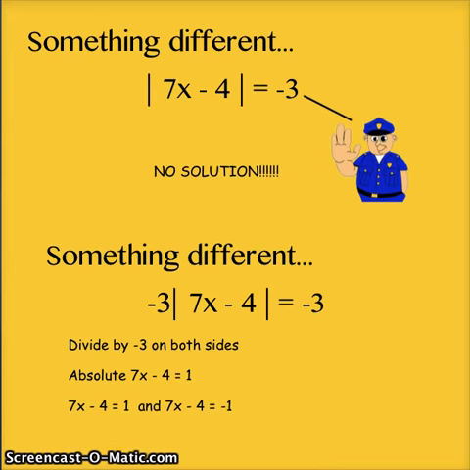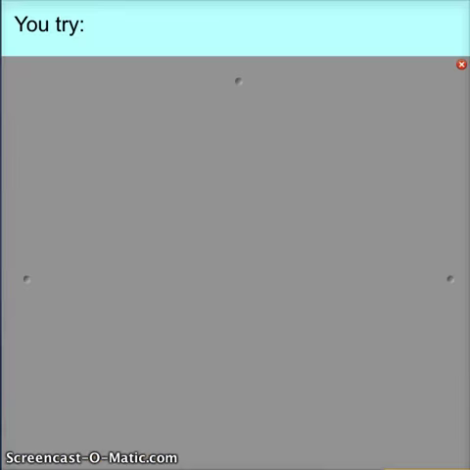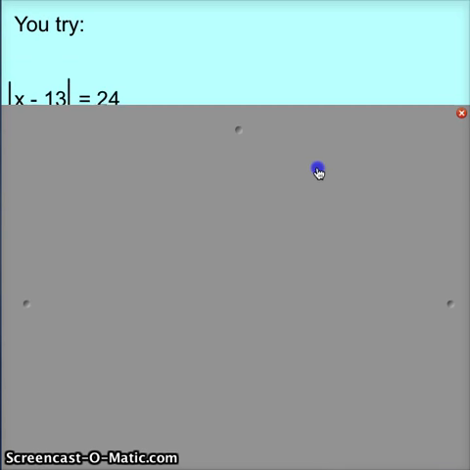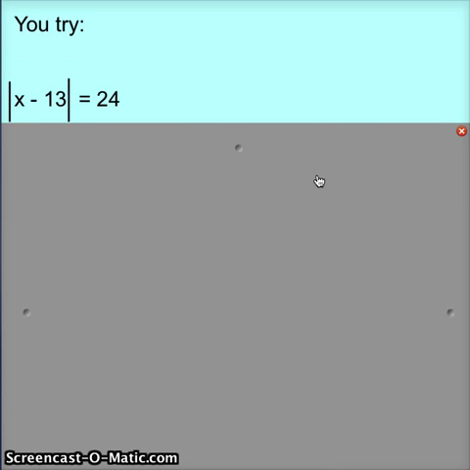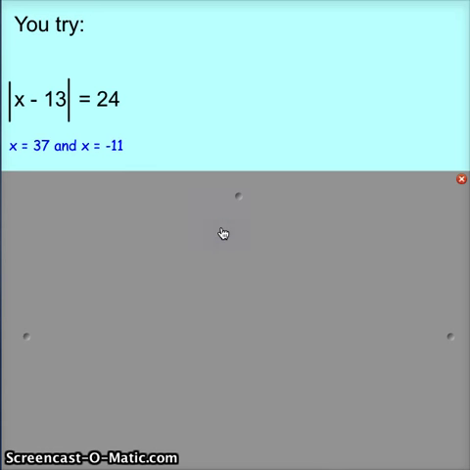Let's do a self-assessment now to see what you've learned. Number 1, the absolute value of x minus 13 equals 24. Pause the video here. You should have noticed that step 1 is already done for you, where the absolute value is by itself. So now you can add 13 to both sides. And when you do that, you have x minus 13 equals 24 and x minus 13 equals negative 24. When you add 13 to both sides, you get 37 and negative 11.